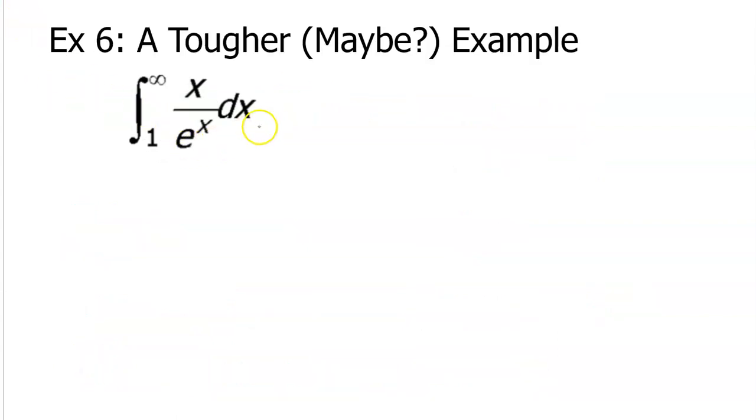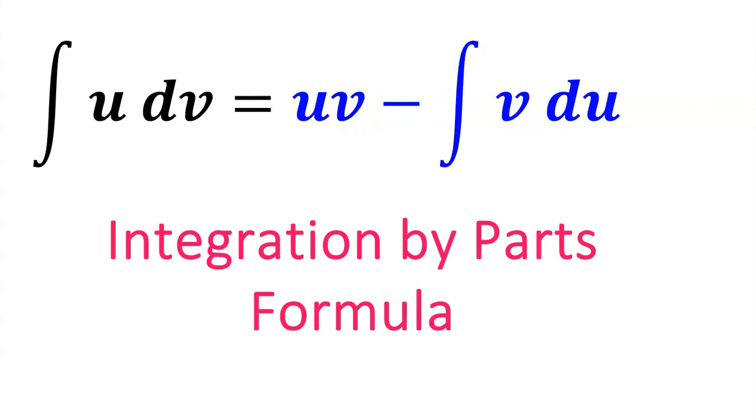The final example is a little bit more involved. We start by rewriting the integrand like this. If we try to do u substitution, it doesn't work because if u is -x, then u prime is -1. Dividing by -1 will not cancel out this x, so we're stuck. Only we're not really stuck, we just have to use integration by parts.